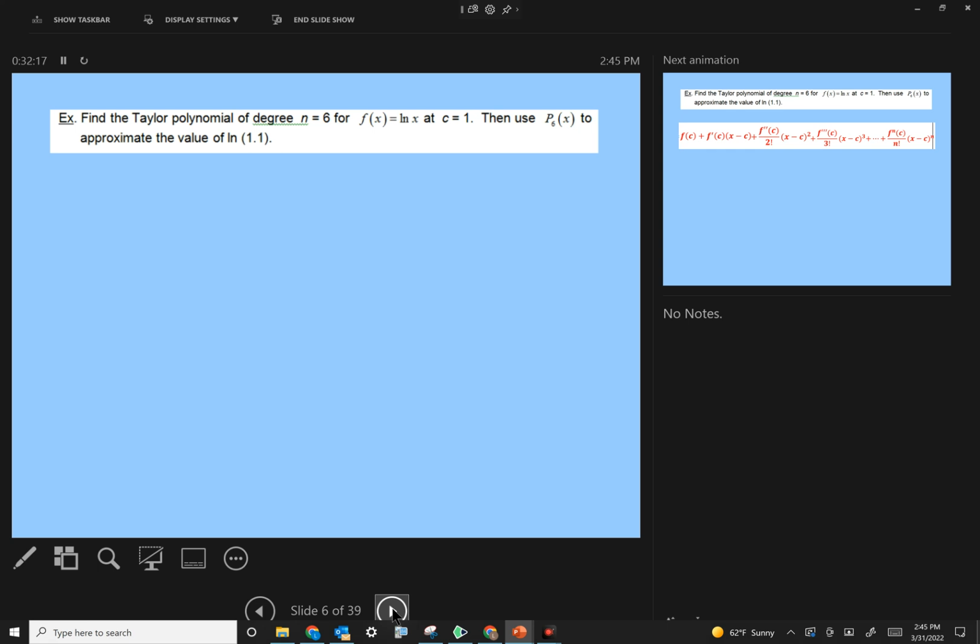You want to trust the pattern on the next one? If we follow the pattern, what do you think the next one's going to be? x minus 1 to the fifth over 5, minus x minus 1 to the sixth over 6. It says use it to approximate natural log of 1.1. We're not going to do that. We want to practice the pattern. Everybody okay? See what I mean? It's tedious work, but it's like follow the pattern, fill in the derivatives, fill in the formula. Everybody okay?